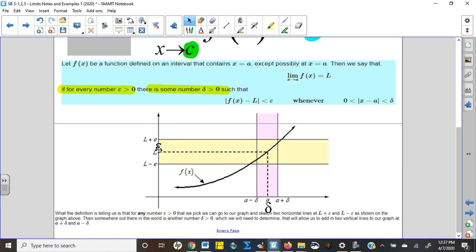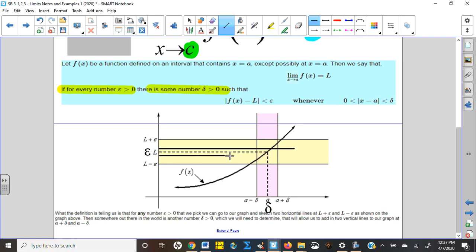which means I could pick a tiny, tiny epsilon, and I'm guaranteed that as these lines right here get really, really tight around that y value, really, really tight, there still will exist a delta which will force our epsilon to fit between those values. So the delta must exist that does this.